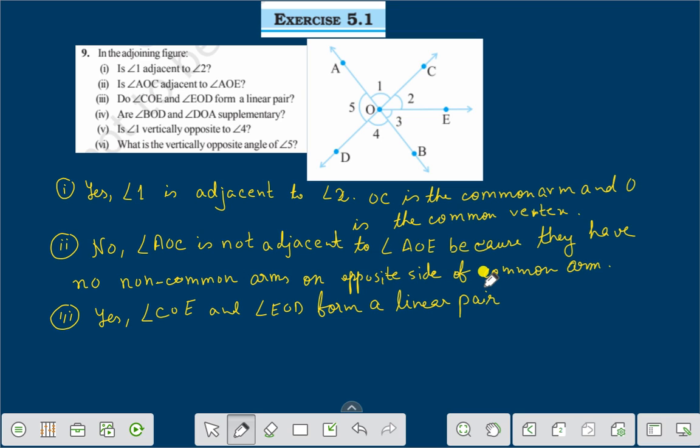Right? Why a linear pair? Because angle COE plus angle EOD is equal to 180 degrees, right? Now we'll solve question number 4.